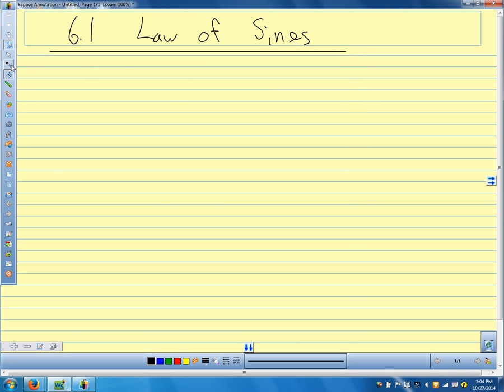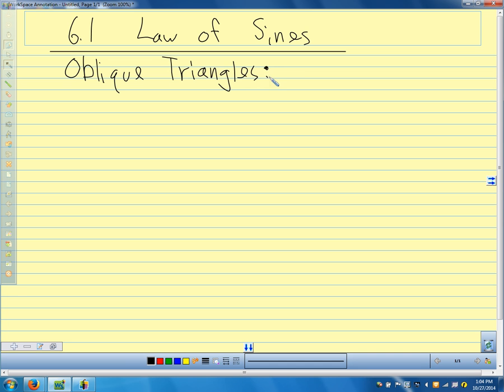All right, so in this first part of chapter 6, the first couple of sections, the triangles that we're going to be talking about are oblique triangles. That just means that we're not talking about triangles with right angles. We don't have right angles in our triangles. And just as a reminder, when we're talking about triangles, solve means we're finding all the missing parts.